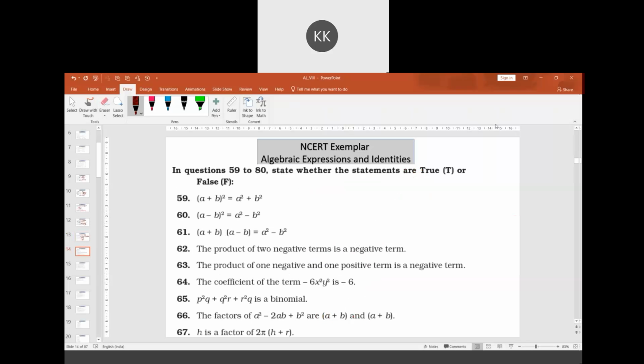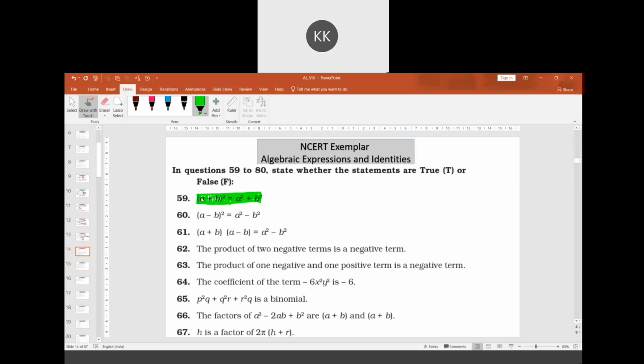Now very boring one. True or false? True or false? We go fast, sir. First one false, sir. Second one false. False, sir. A square plus B square plus 2AB, sir. I should ask Uday only because yesterday he was asking me whether this is true or false.